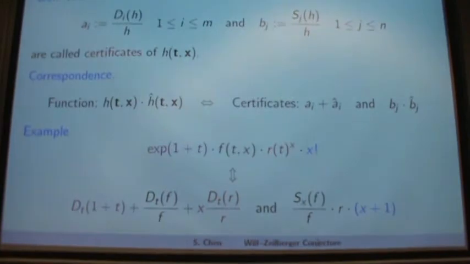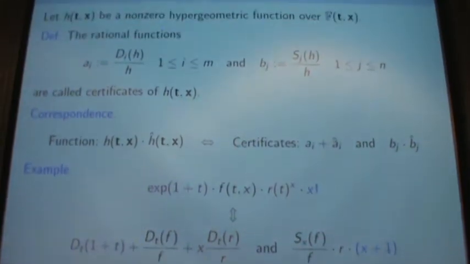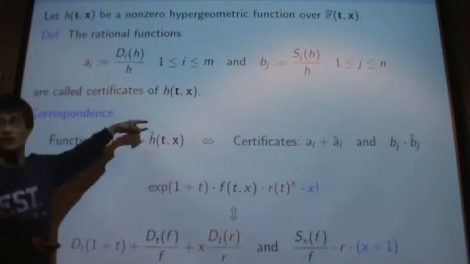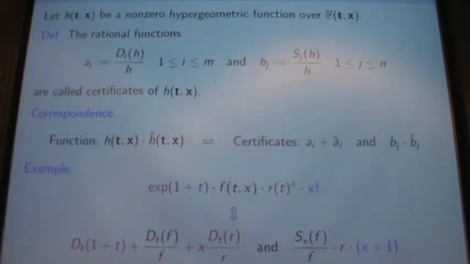So because the logarithmic derivative of h and the shift quotient of h are rational functions, I give the name certificates to those rational functions, because they are certificates of h. And there is a correspondence between the hypergeometric function and its certificates. For instance, if you take a product of two hypergeometric functions, this corresponds to taking the sum of the certificates with respect to the continuous variable, and with respect to the discrete variable, you take the product. So this is the correspondence.